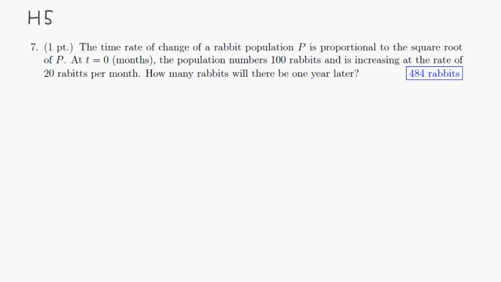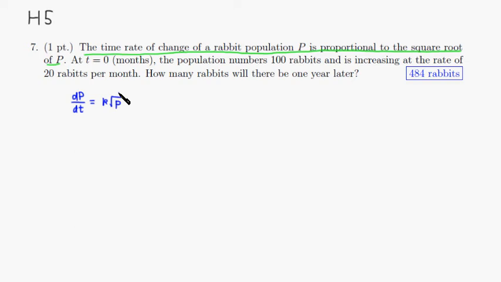Okay, let's look at homework 5, problem number 7. It says that the time rate of change of a rabbit population P is proportional to the square root of P. So let's write that as an equation. The rate of change of population, dP over dt, is proportional to the square root of P.